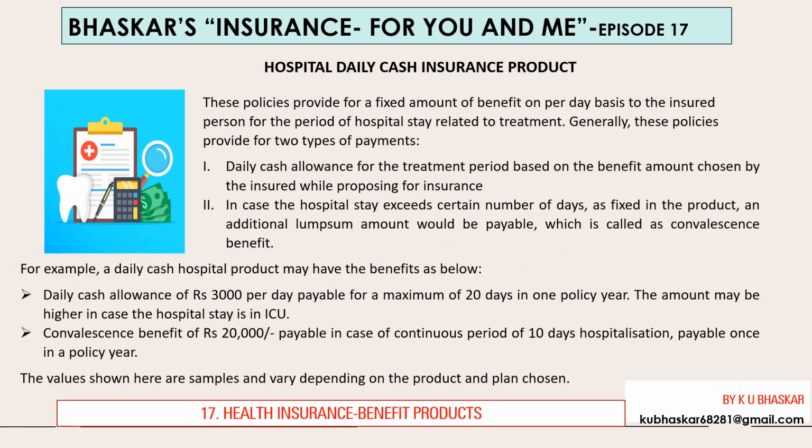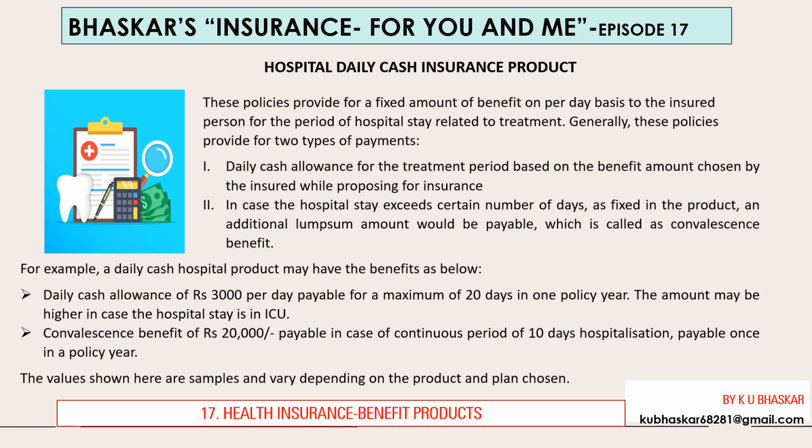Now we'll have a look at hospital daily cash product coverage. These products provide for a fixed amount of benefit on per day basis to the insured person for the period of hospital stay related to the treatment. Generally, these policies provide for two types of payments. One is a daily cash allowance for the treatment period based on the benefit amount chosen by the insured while proposing for insurance. And the second, in case the hospital stay exceeds certain number of days as fixed in the product, an additional lump sum amount would be payable, which is called as convalescence benefit.